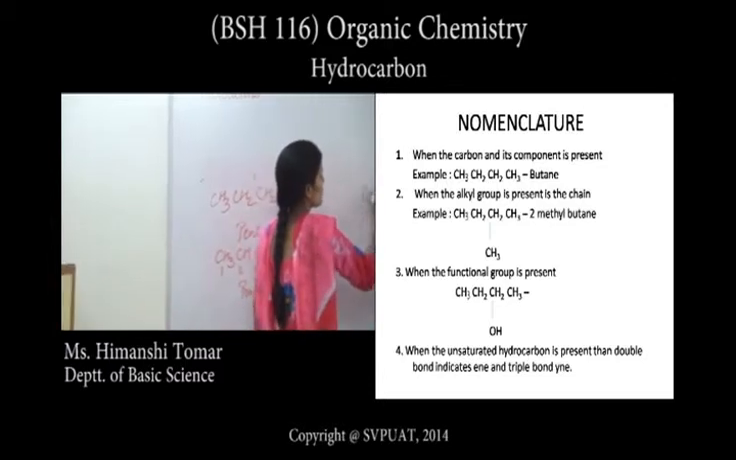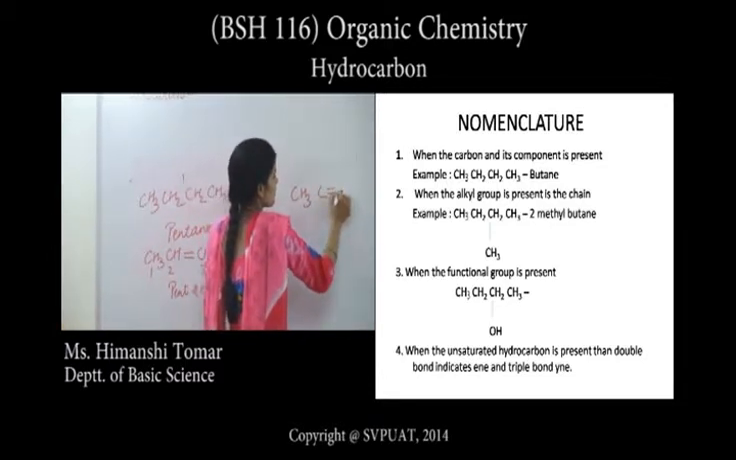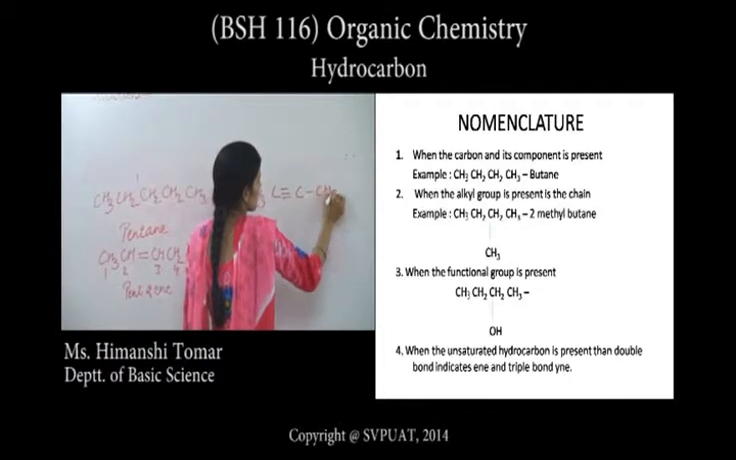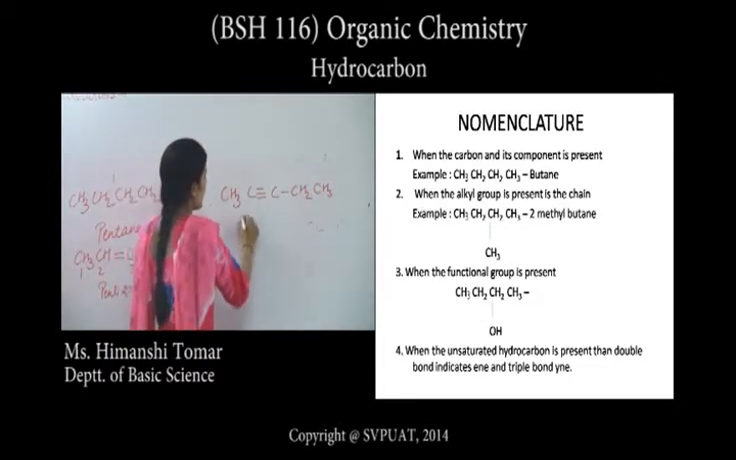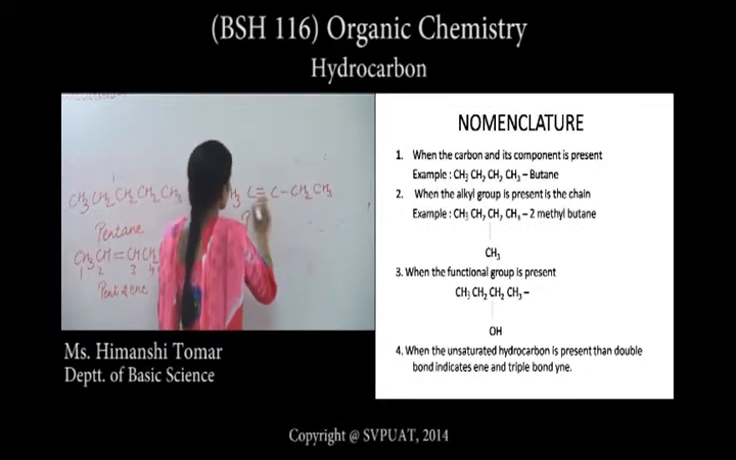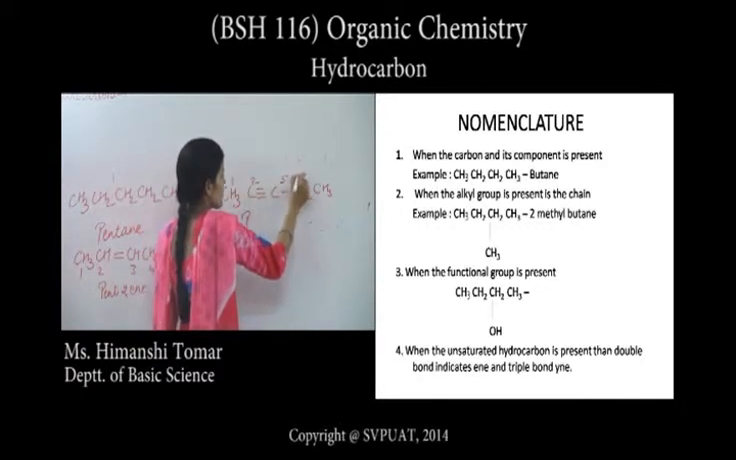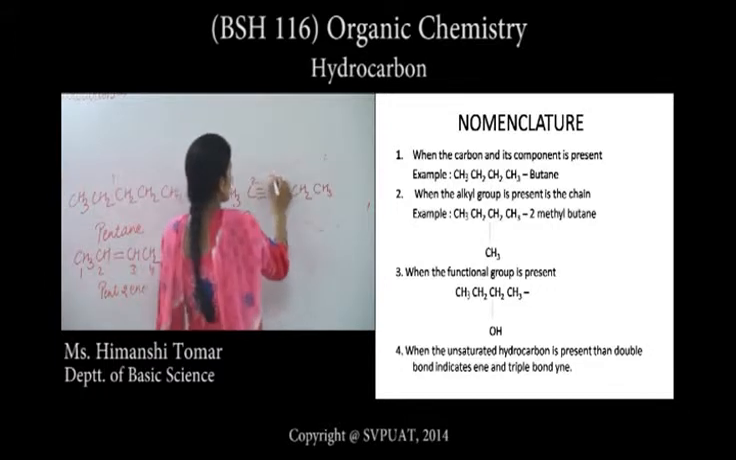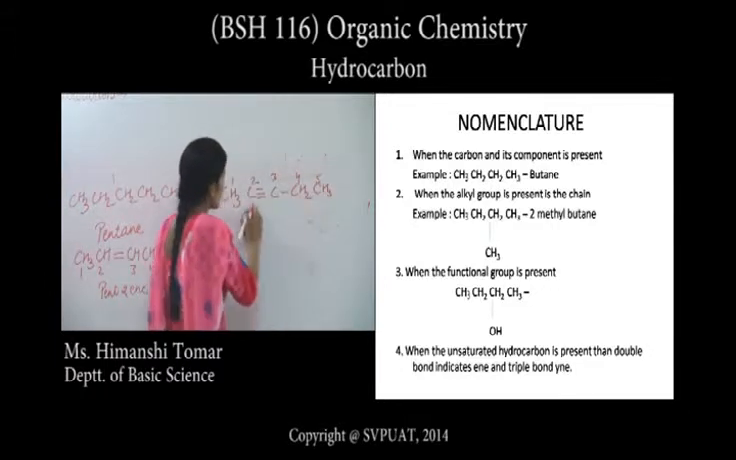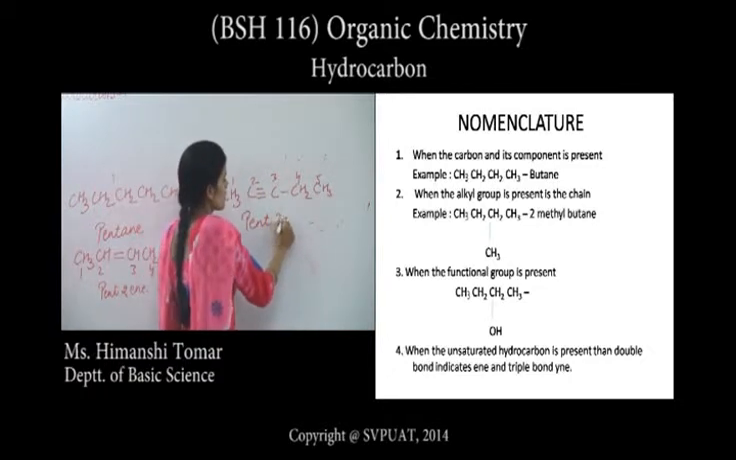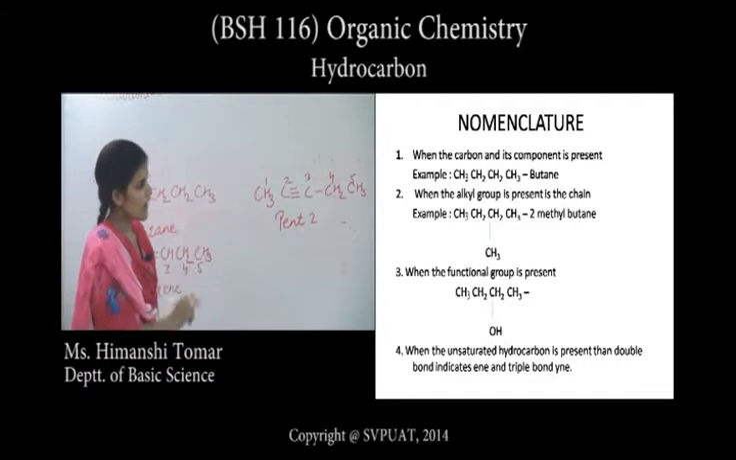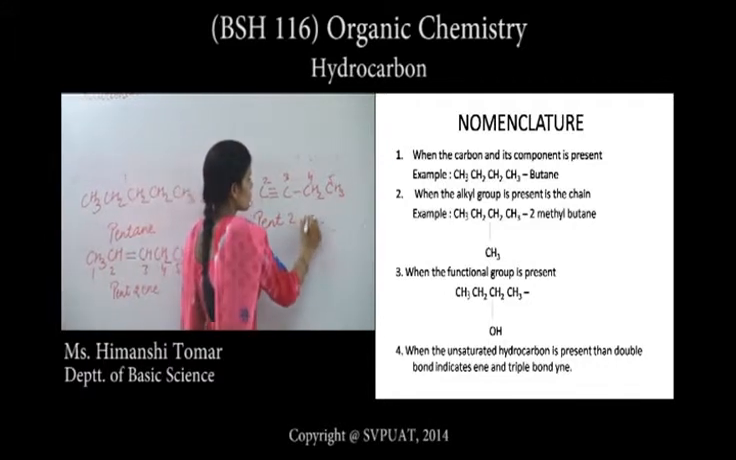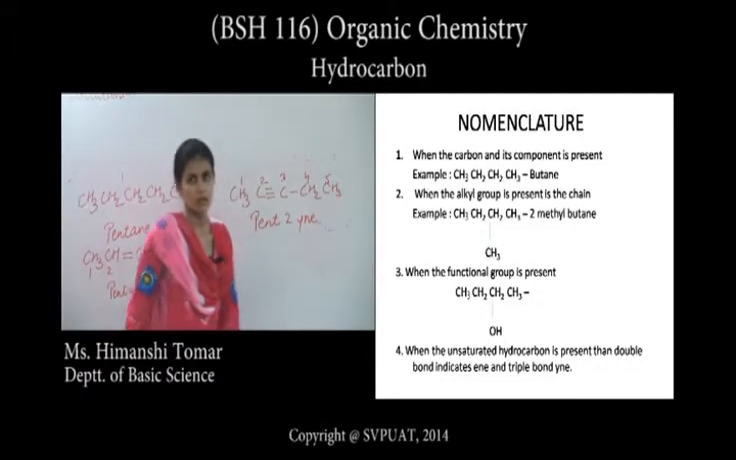If we have a triple bond in this series, then the compound name is pent, counting 1, 2, 3, 4, 5 because five carbons participate. Then the name is pent. The triple bond is at position two, so 2, and the suffix is yne. So the name of this compound is pent-2-yne.